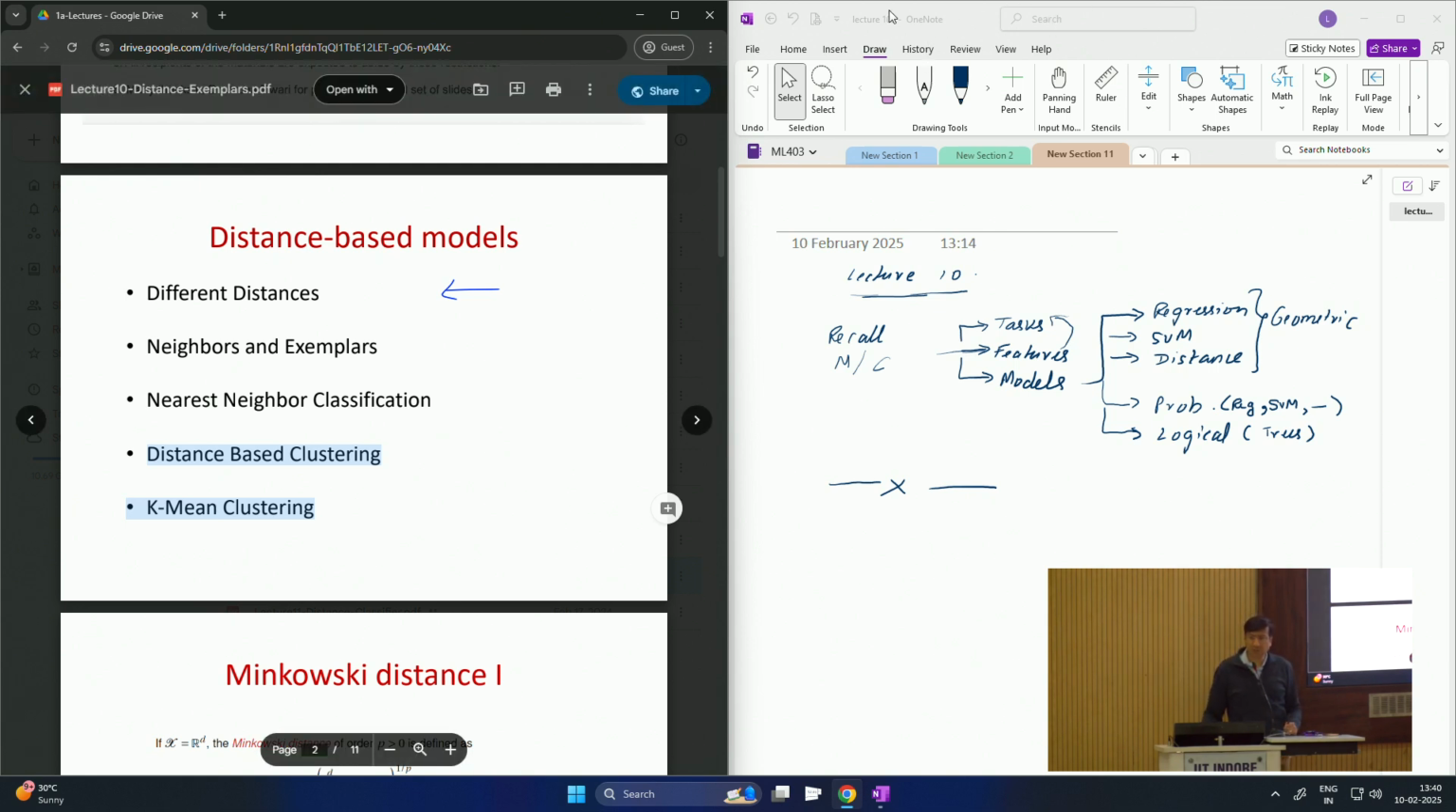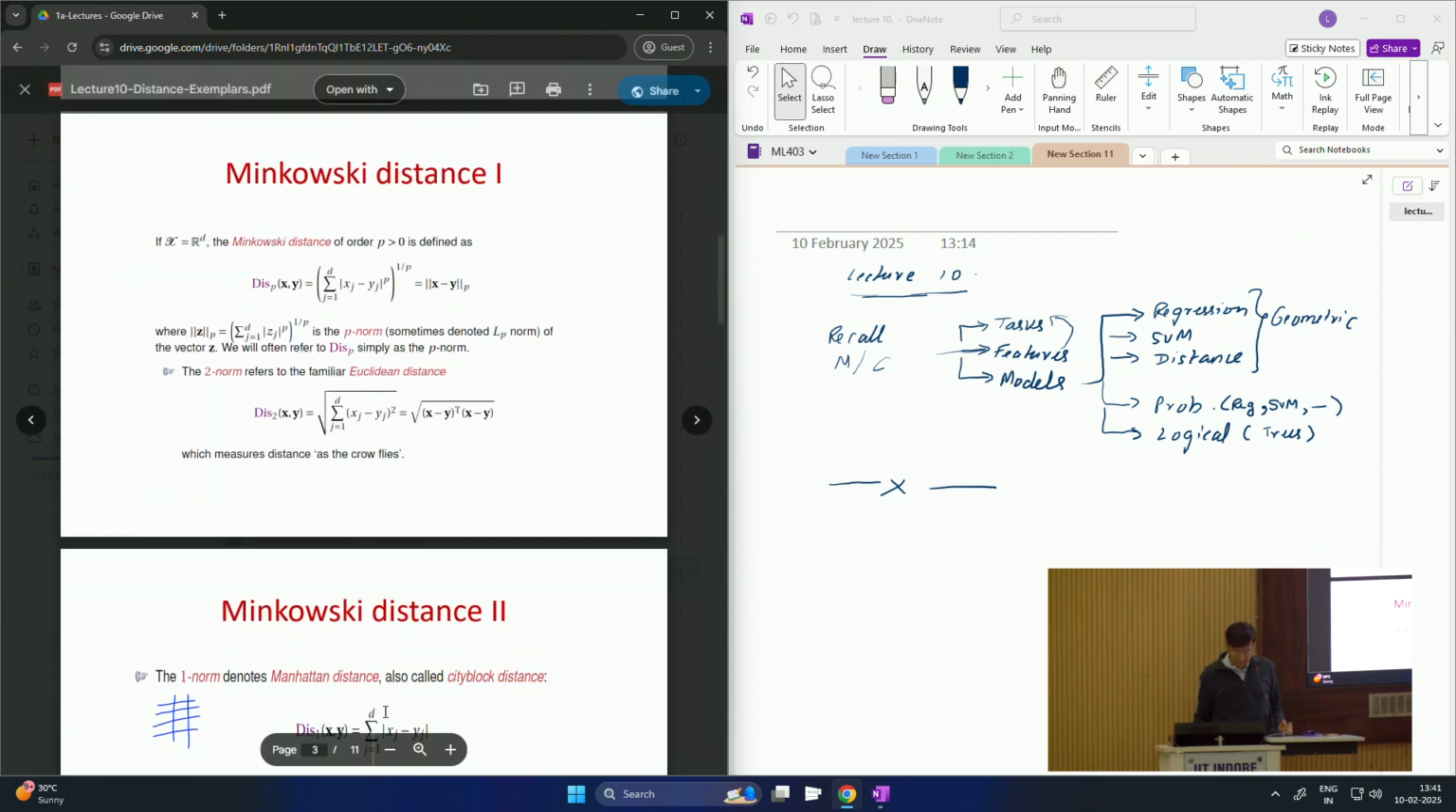Where's Ayush? Achha, he's on leave. All right. Is it readable at the back? Make it bigger. No, not readable.